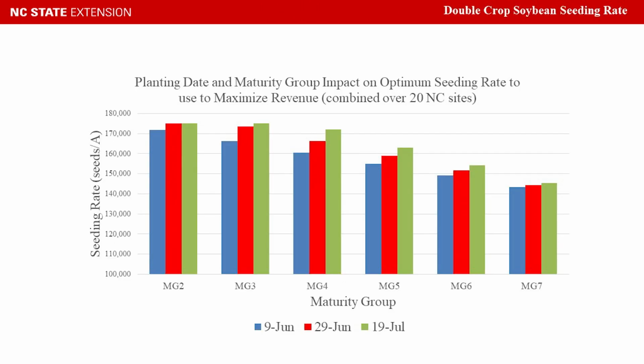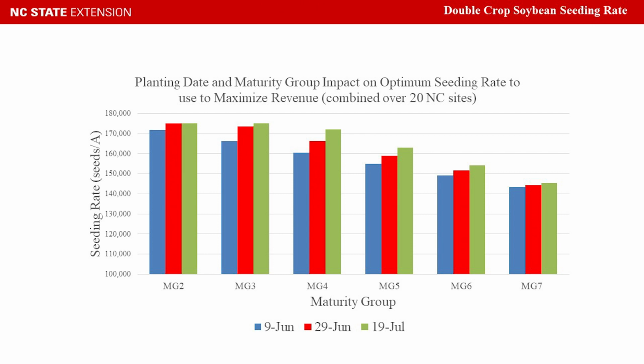So I'm going to show you here how soybean population has affected revenue, so not just yield, but revenue, considering seed costs and soybean selling price. You can see here we've got 3 different planting dates that I'll highlight. This is combined over a bunch of sites, but on average, the 3 planting dates will be June 9th, June 29th, July 19th. Seeding rates on the y-axis, and I'm going to show you for the different maturity groups, just to kind of underscore a point.